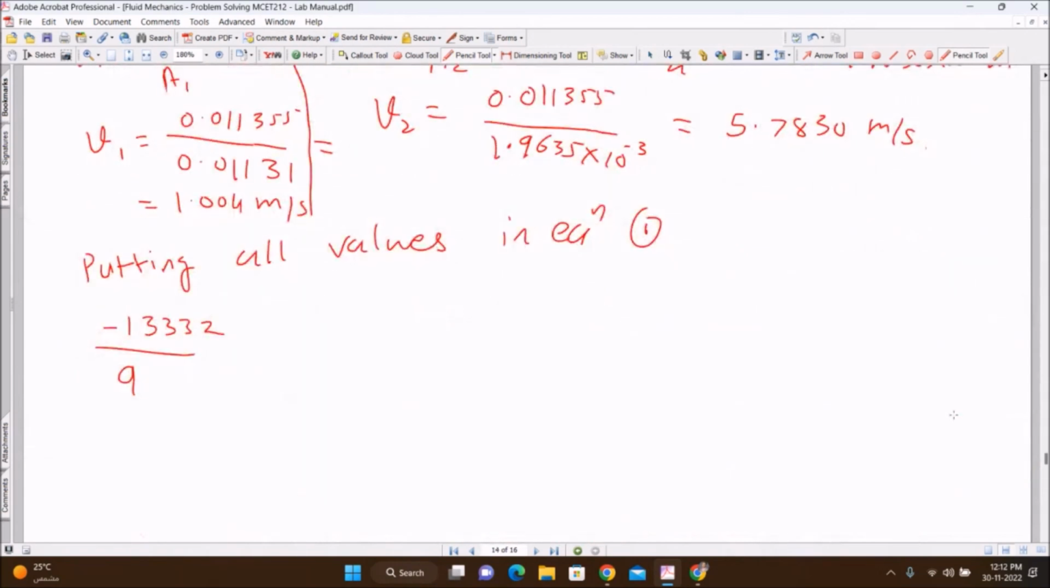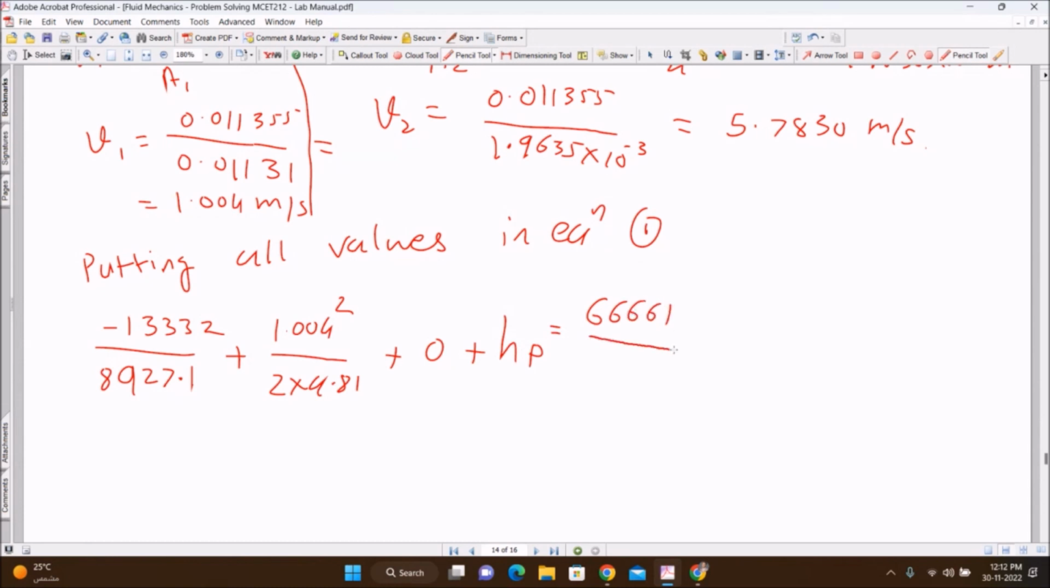Now come to the Bernoulli's equation. So here pressure is given, gamma is 8927.1, plus velocity V1 square, 1.004 square divided by 2 into 9.81, plus Z1 is 0, plus head developed by pump is equal to the pressure 66661 divided by 8927.1 plus 5.780 square divided by 2 into 9.81 plus Z2 is 0.65. Yeah, sorry.